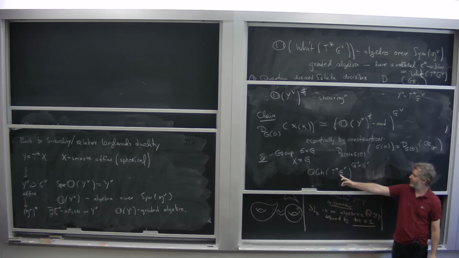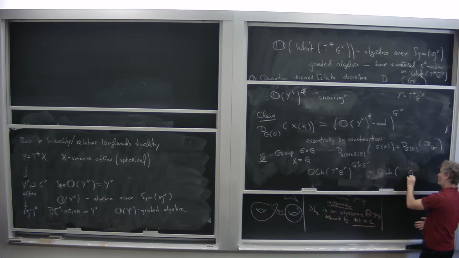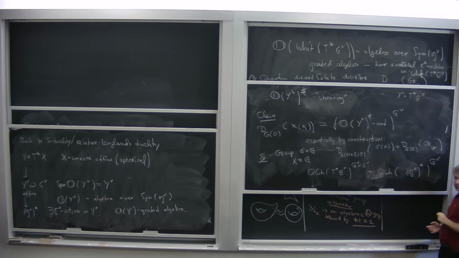So how does T star G check look like? If we use the right action, then we can identify it with the group times the dual space of the Lie algebra. And if we want to consider things equivariant with respect to right action, then we can kill the group and just be left with the Lie algebra itself. So I claim that this is the same as quasi-coh of the dual space to the Lie algebra, and now equivariant again, with respect to only one copy of G check.